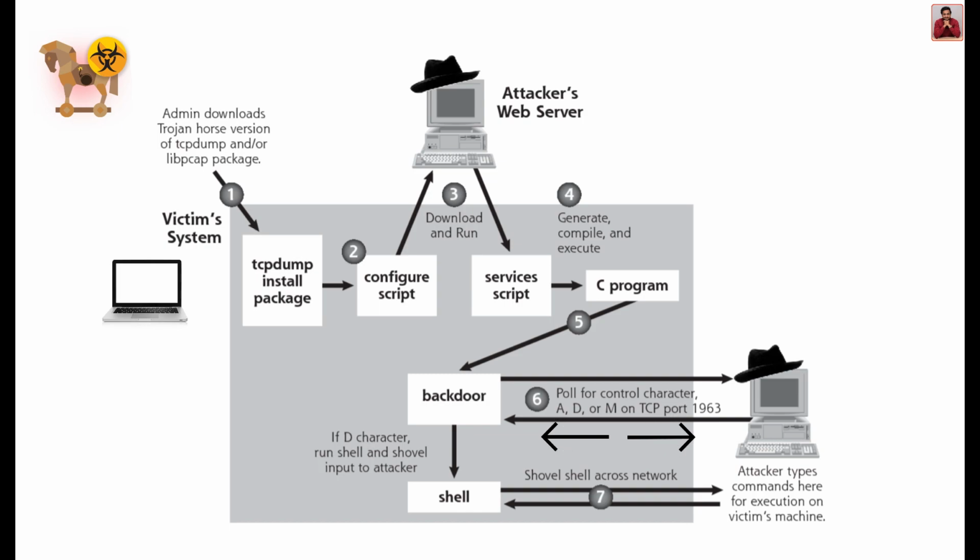The backdoor responds to 3 possible control characters. The A character indicates that the backdoor program should stop running. The D character tells the backdoor program to create a shell and shovel this shell to the attacker. It uses the same shell shoveling technique. The M character tells the backdoor tool to sleep for 1 hour and then poll for another control character.